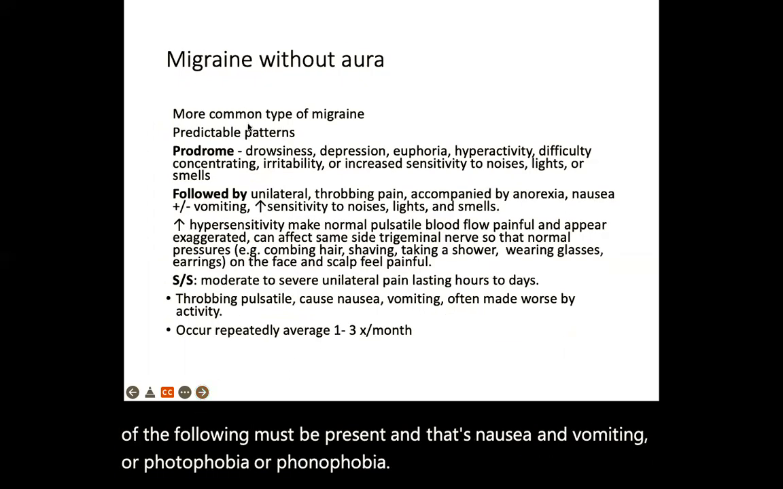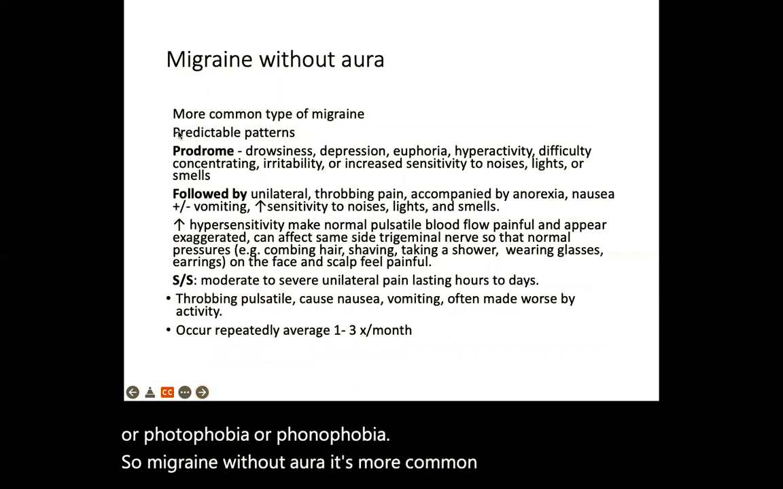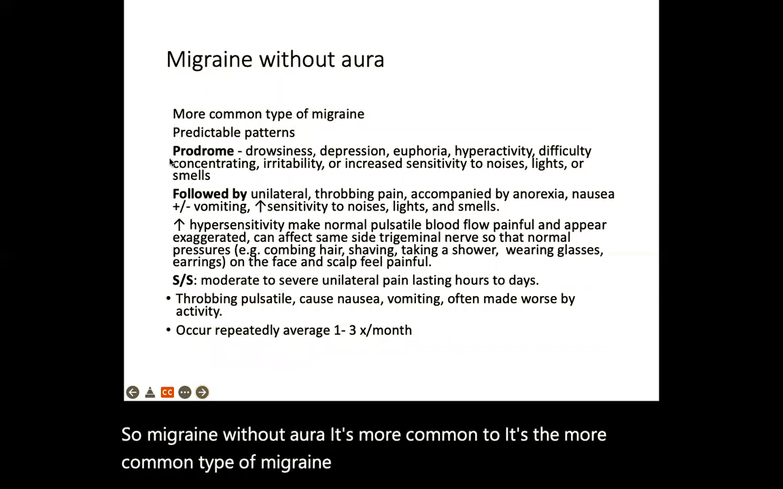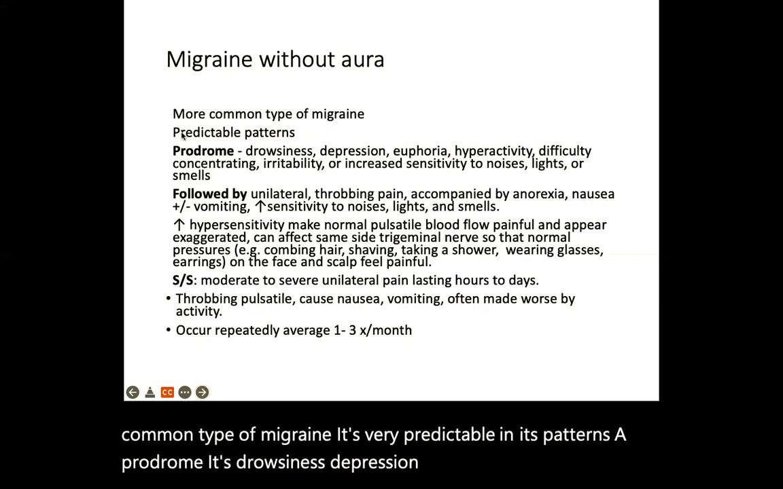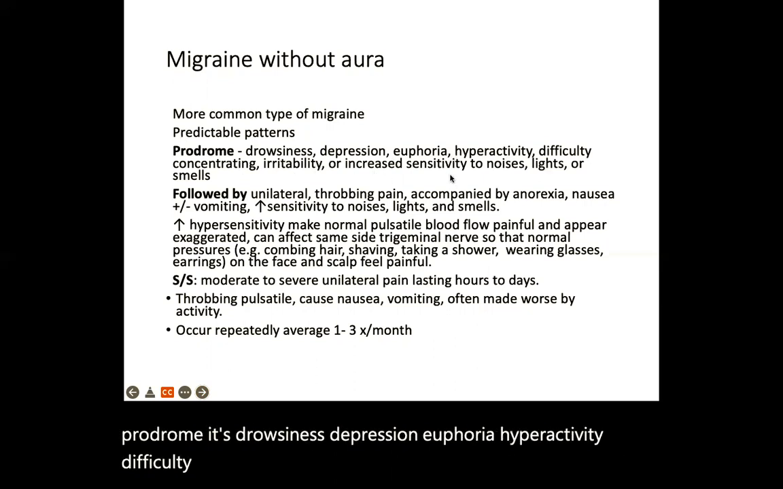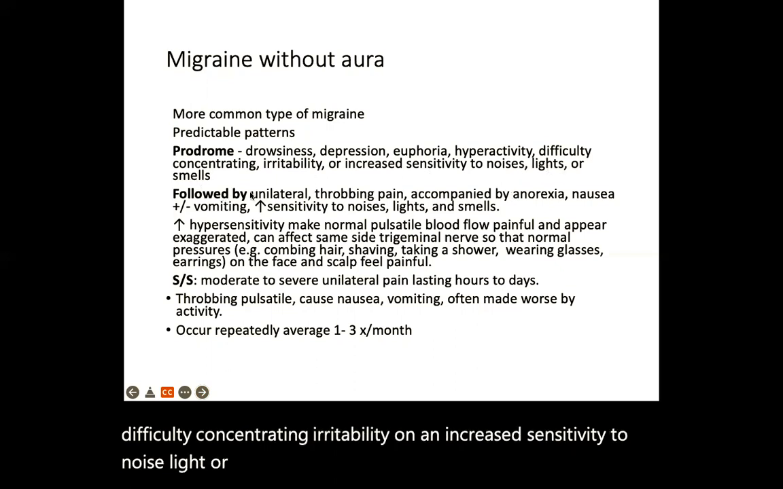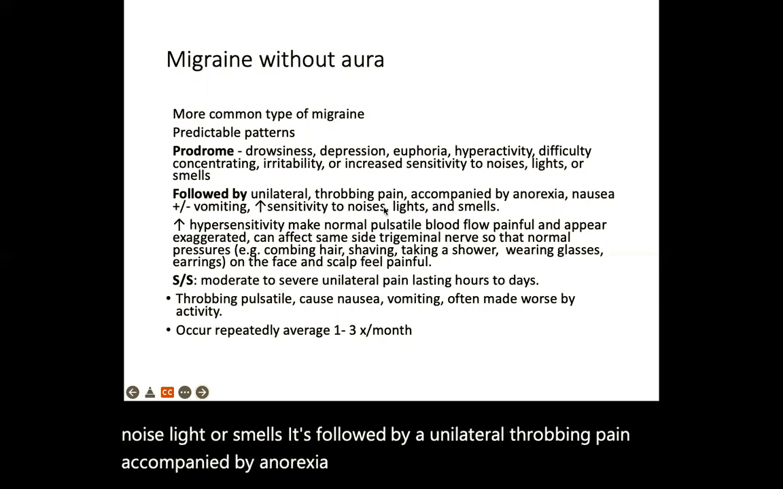So migraine without aura, it's the more common type of migraine. It's very predictable in its patterns. Prodrome, it's drowsiness, depression, euphoria, hyperactivity, difficulty concentrating, irritability, and an increased sensitivity to noise, light, or smells. It's followed by a unilateral throbbing pain accompanied by anorexia, nausea and vomiting, sensitivity to noise, lights, and smell.